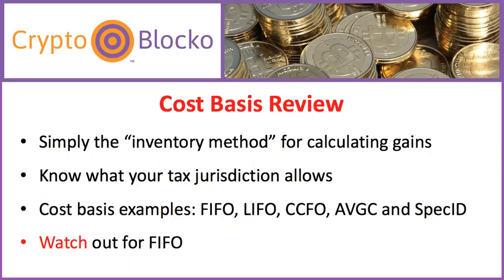Cost basis examples are FIFO, LIFO, CCFO, which is closest cost first out, then average cost, and of course spec ID, or specific identification. Of course, there are many other variations of those. These are just some examples. In the US, for example, you can use FIFO or specific identification. We could have a deep dive into these cost basis methods, which we'll do in other videos. So you have to watch out for the FIFO method.